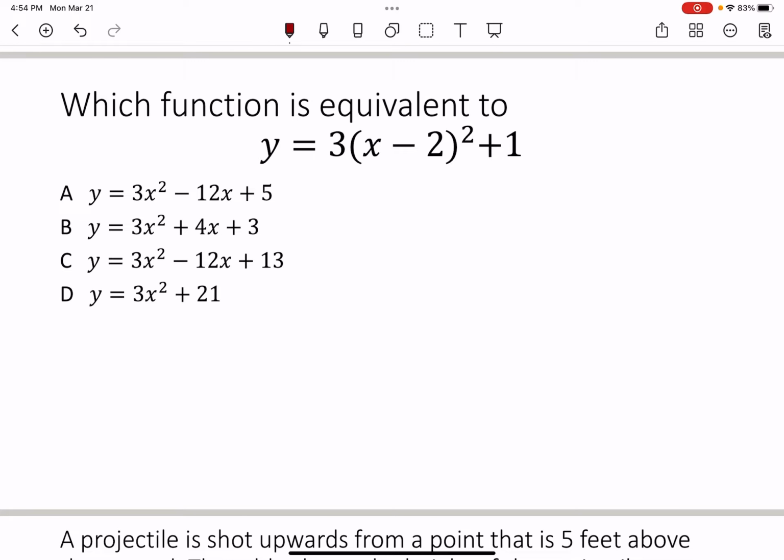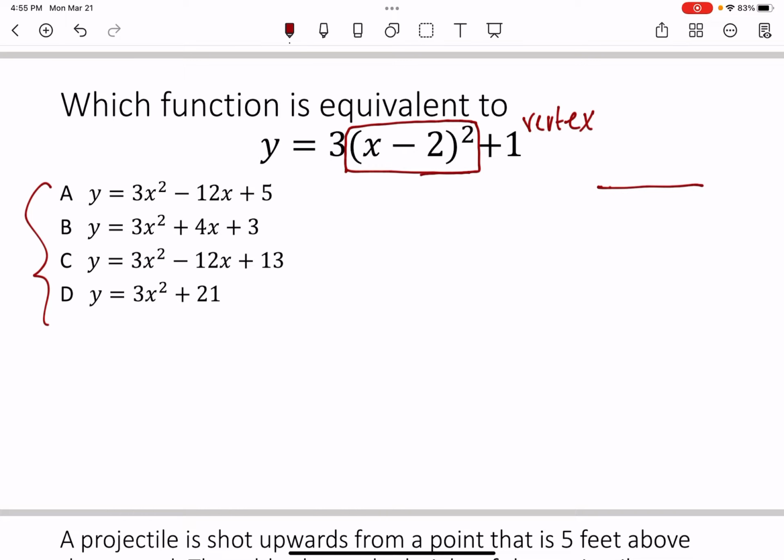So this is asking me for an equivalent function. This is from the lesson that you did on converting between forms. So remember, what you need to do here is first expand out this binomial, because this is in vertex form and all my answers are in standard form. So I need to expand out that binomial.